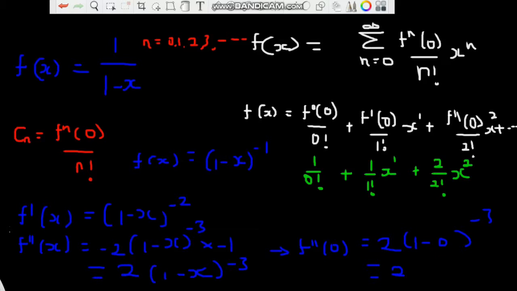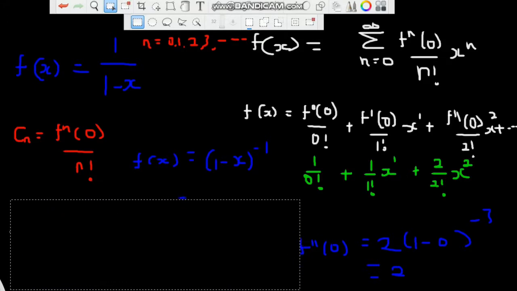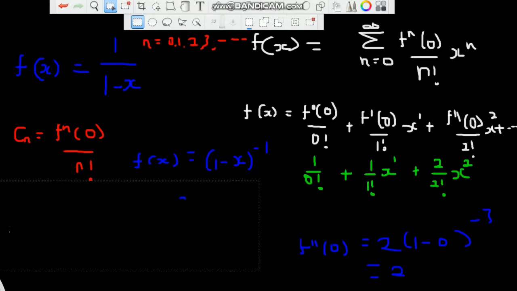Now let me free up some more space here.